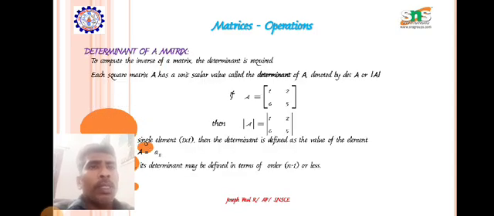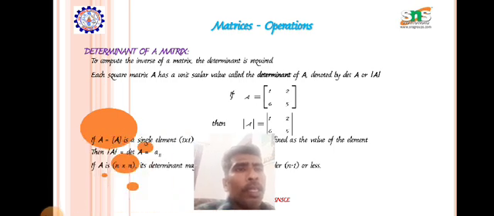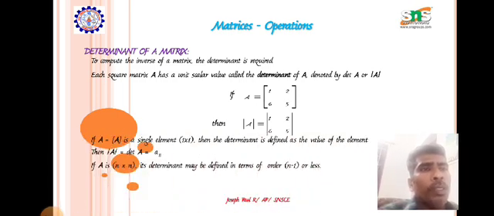So here once again we'll come to the determinant of matrix. To compute the inverse of a matrix, the determinant is required. Each square matrix A has a unique scalar value called the determinant of A. It's denoted by det A, or we'll say it as mod A. We'll read it as determinant of A. If A is 1, 2, 6, 5, it is a 2 by 2 matrix.